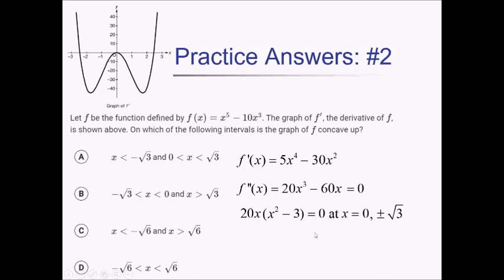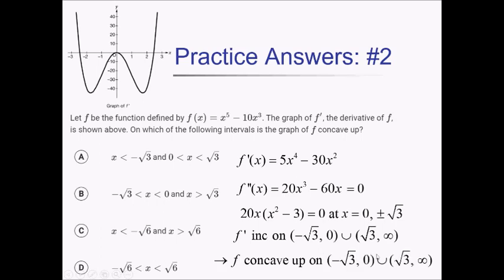So now that we've seen this, we can interpret that f prime is increasing on the interval from, this could only be negative radical 3, so negative radical 3 to 0, and also from positive radical 3 to infinity. So therefore, f is going to be concave up on these two intervals, which is going to give us which answer choice here? That looks like choice B.